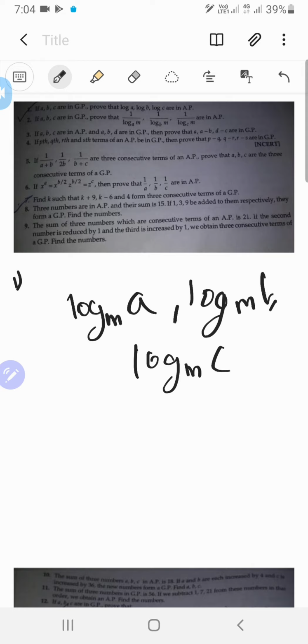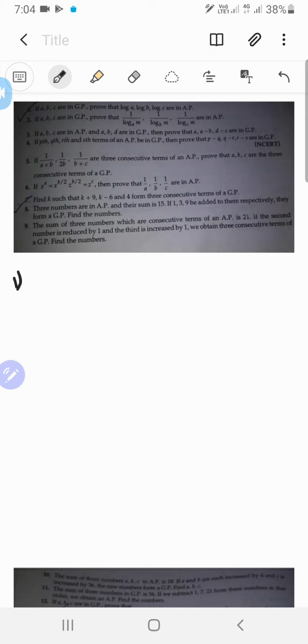Okay, cool. We have to prove that this series is an AP if A, B, C are in GP. Basically it's the same as the previous question. Over there we had to prove that log a, log b and log c are in AP, which means log to some common base of a, log to that same common base of b, and log to the same common base of c are in AP. Here the common base is going to be m. So yes, these are also in AP. Easy. Okay, let's go to the third question.